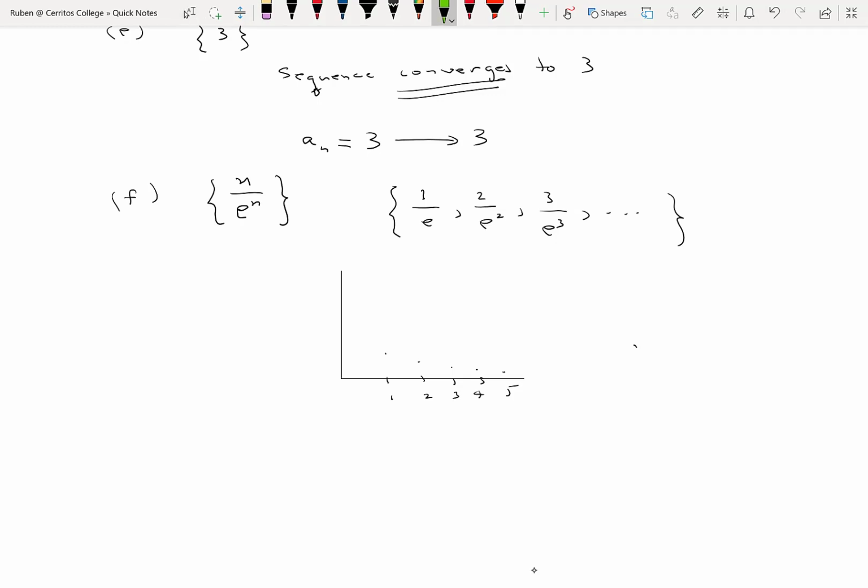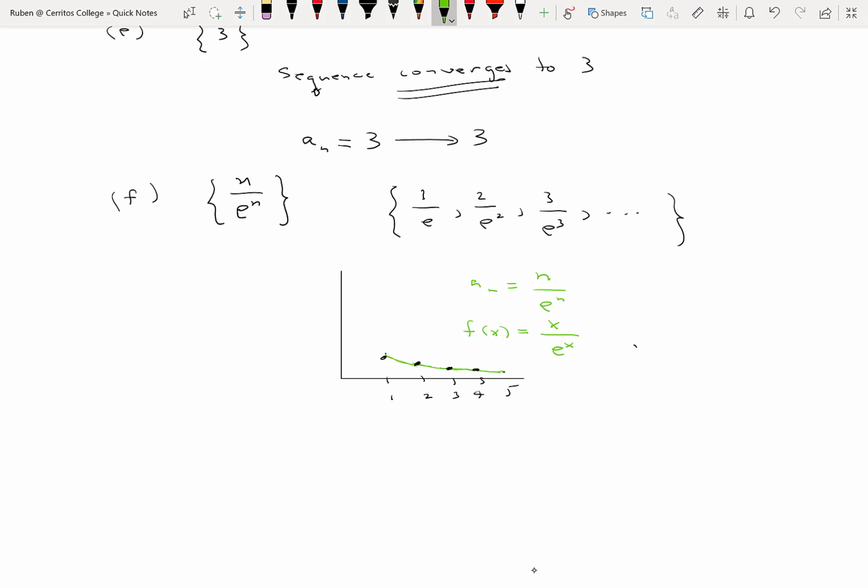We make them ride this green function that I'm drawing. The green function that I'm drawing contains the terms in the sequence as particular function values. So if a sub n is n over e to the n, then the green function on which these terms lie is the function f of x equals x over e to the x.